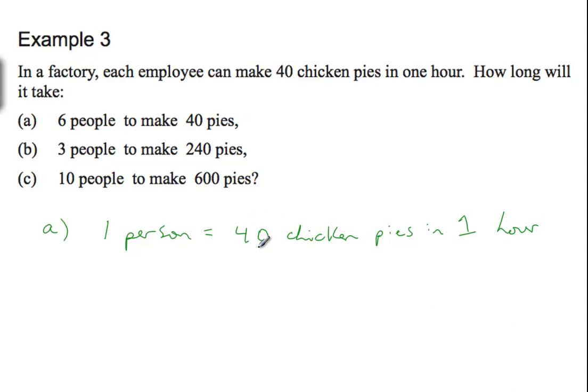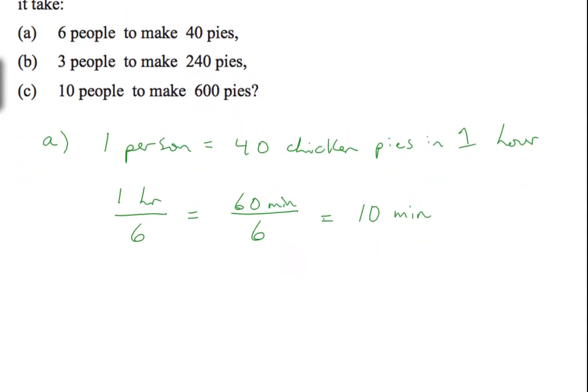Okay, well, if one person can make 40 pies in 1 hour, then we know the time is 1 hour for one person to make 40 pies. But we have 6 people on the job. Okay, so we can take 1 hour for the time and divide it by 6. 1 hour is equal to 60 minutes. So we can also set this up as 60 minutes divided by 6. And 60 divided by 6 will give us 10 minutes. So 6 people will obviously make the job go quicker. B. How long will it take 3 people to make 240 pies?